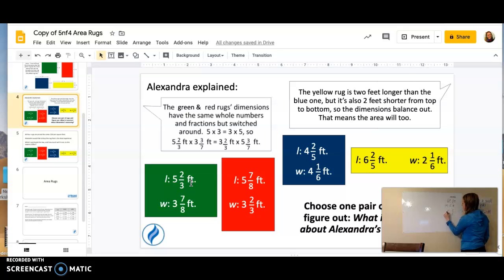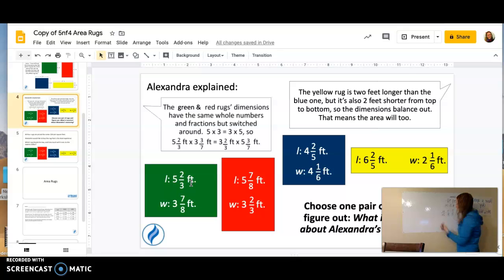2/3 times 7/8. And I really hope you tried to do the math first. You're not just doing it with me. When we multiply fractions, it's simple. We multiply straight across. 2 times 7 is 14. 3 times 8 is 24.